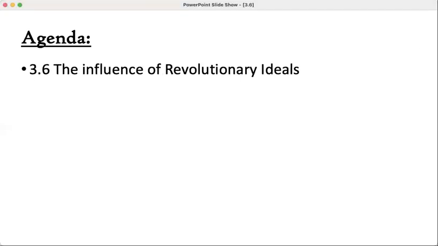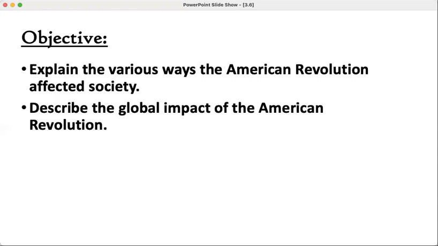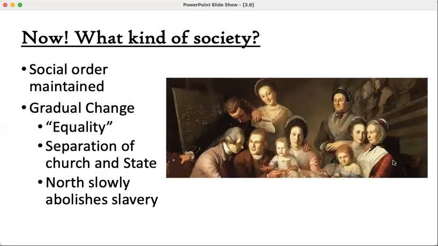So today we'll be learning about the influence of revolutionary ideals. So that means we sort of have two objectives here. I want you to be able to explain the various ways the American Revolution affected society. And I'd like you to describe the global impact of the American Revolution.